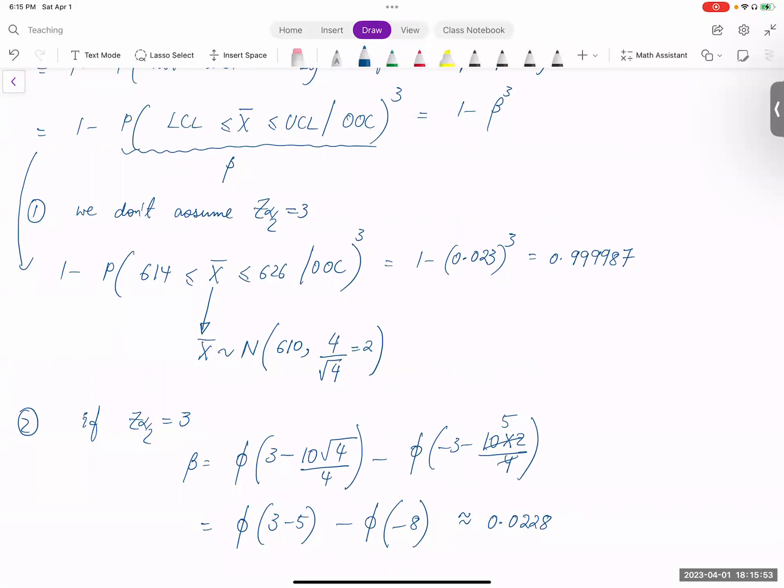So I really wanted to show you that you can use either of these two methods. For most of the problems, I will tell you the value of Z alpha over 2, and many times I'll specifically tell you not to assume Z alpha over 2 equals 3, right? And depending on the scenario, you can compute these probabilities.